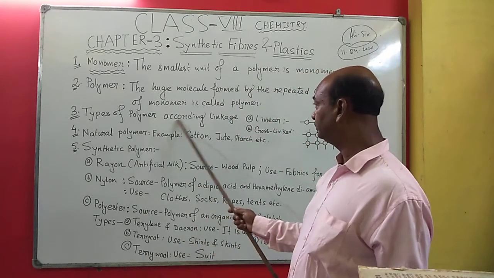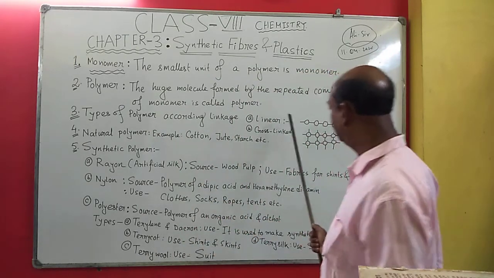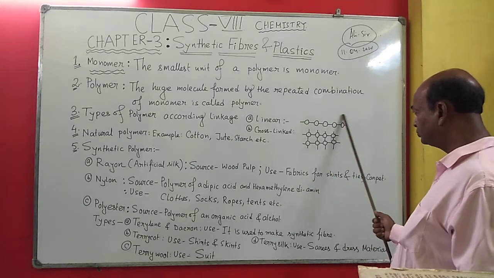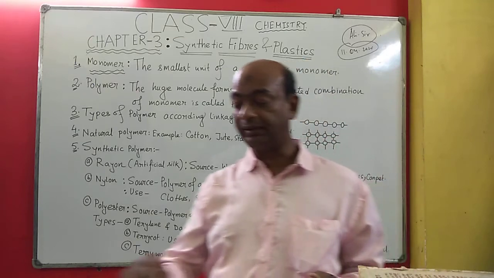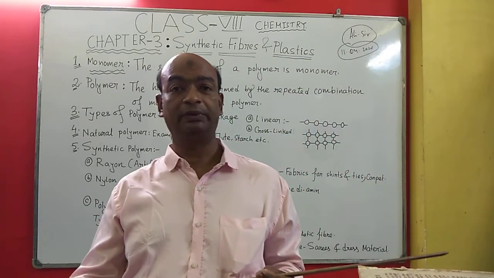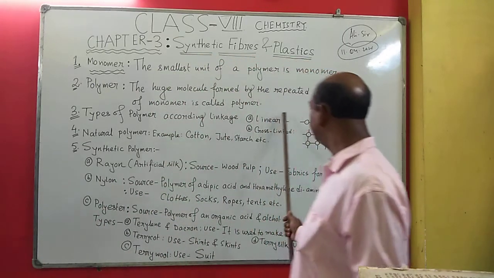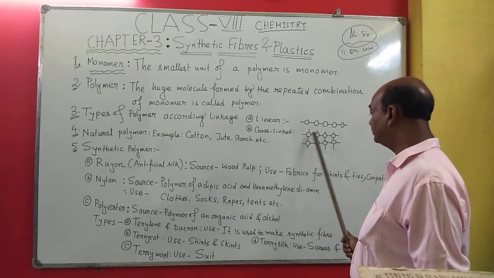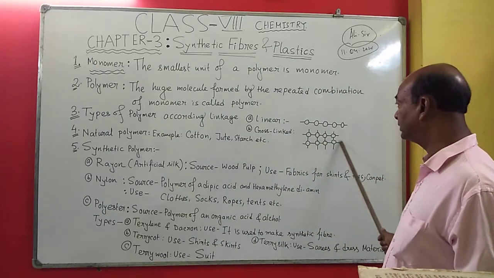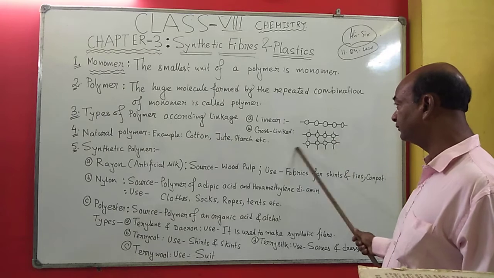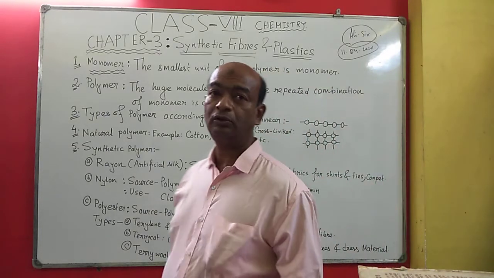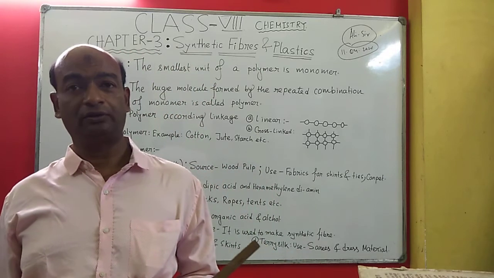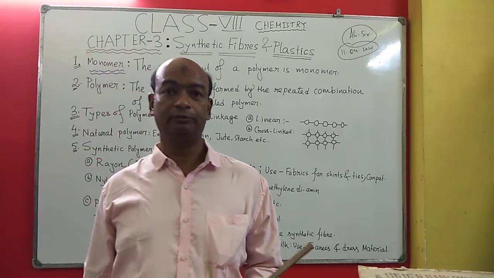Now, types of polymers according to linkage. When the monomers link in a linear manner, one after another in a straight line, they are known as linear polymers. That is the linear variety. When the zigzag fashion is there, that is called a cross-linked polymer. For example, cotton, jute and carrot have linear polymers.